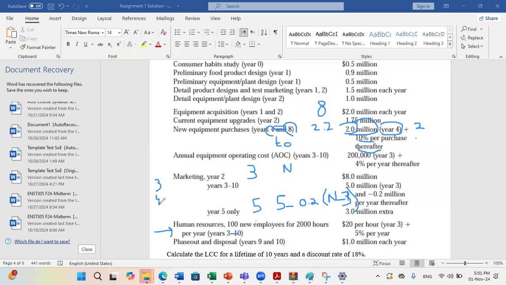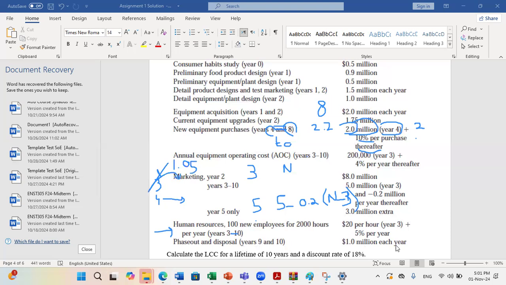And then after this, we should put a formula from 3 to 10. So we multiply each year by 1.05. Okay? And then we can obtain in our Excel sheet the corresponding costs from year 3 to year 10. Finally, we have the phase out and disposal costs for years 9 and 10.